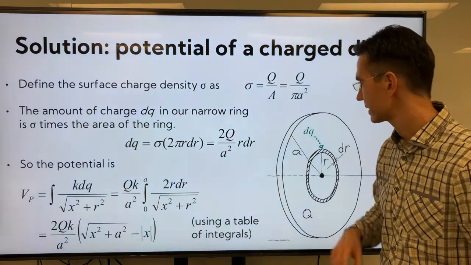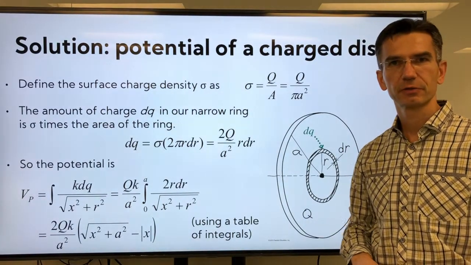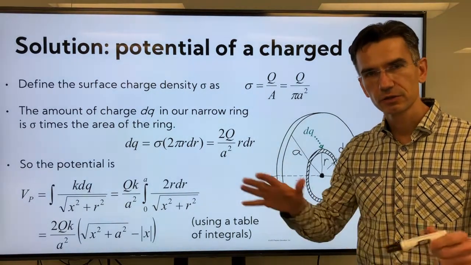So this was the most complex example that we showed of how to determine the electric potential due to a continuous charge distribution.